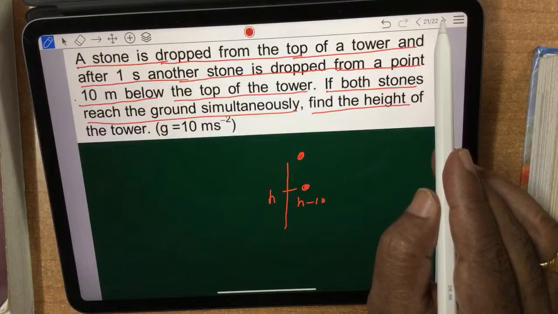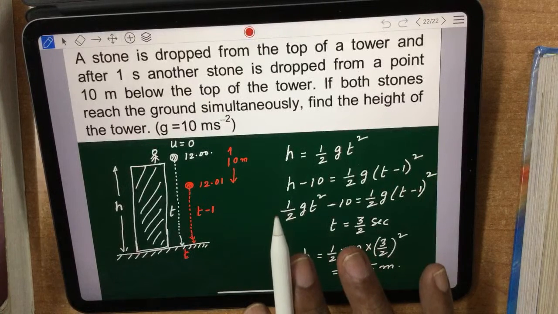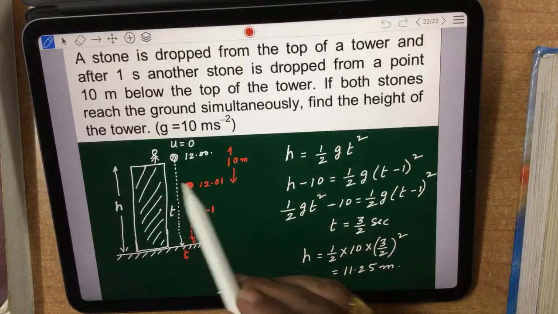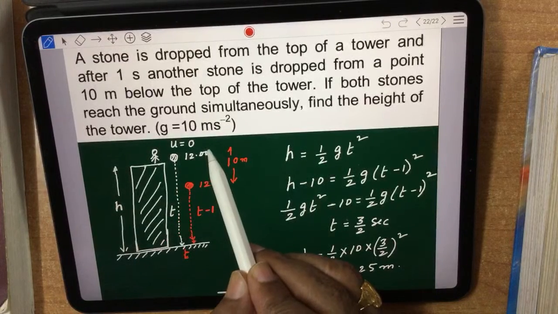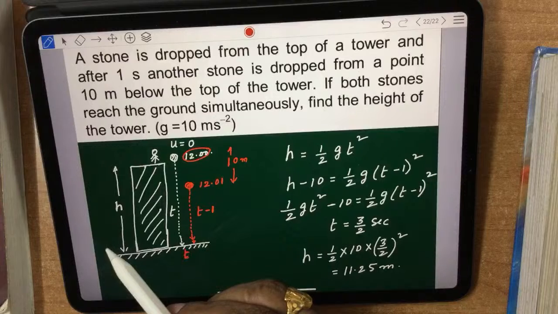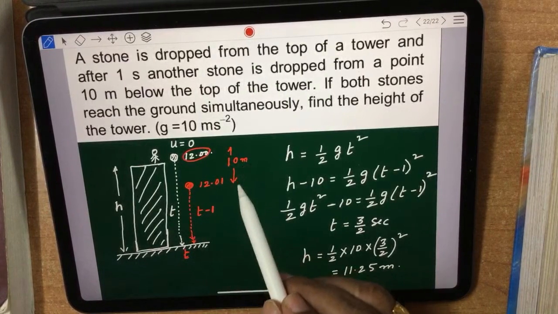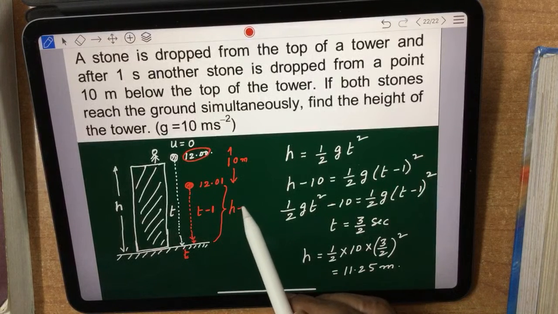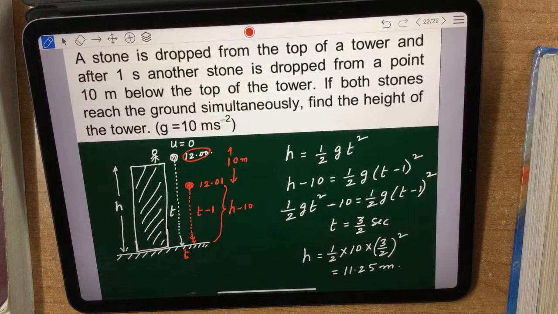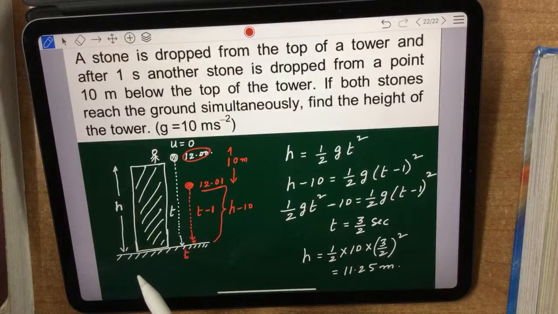Look at this. I have solved it clearly with a diagram. The first one is dropped from height h at 12 o'clock, which means 00 time. The second one is dropped from a height 10 meters below, that means the remaining is h minus 10, from the second floor. At what time? 12:01. Remember that. If you understand the concept, you can easily solve the problems.